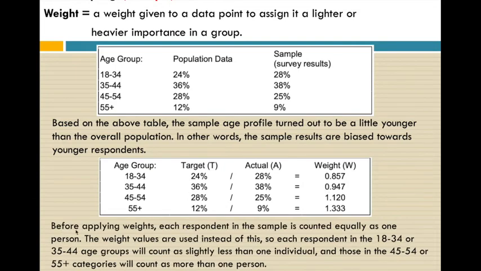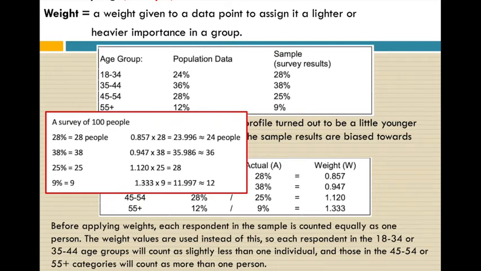So before applying weight here, each respondent in the sample is counted equally as one person. But having done this weight, the weight values are used instead. So each respondent in the 18 to 34 or 35 to 44 age group will count as slightly less than one individual. Okay, this is 0.857 and this is 0.947. And those in 45 to 54 or 55 plus categories will count as more than one person. So there you go. Right?